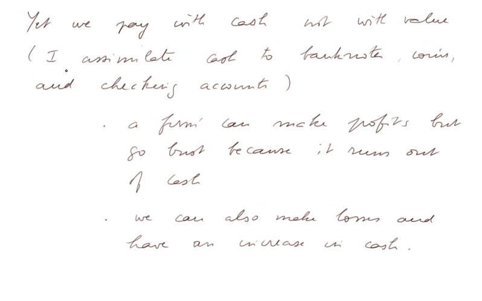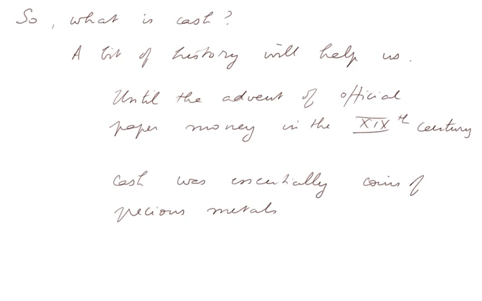And in this lesson, I assimilate cash to banknotes, coins, and also checking accounts. That is, official money if you prefer, and I call it cash. A firm can make profits, but go bust because it runs out of cash. Conversely, we can also make losses and have an increase in our cash. So, what is cash? A bit of history will help us.